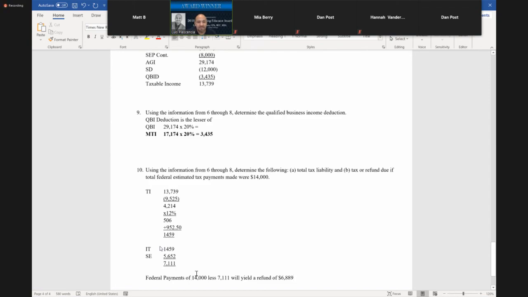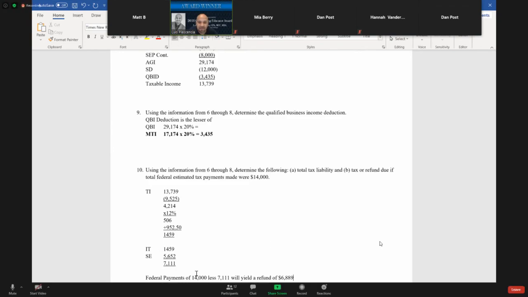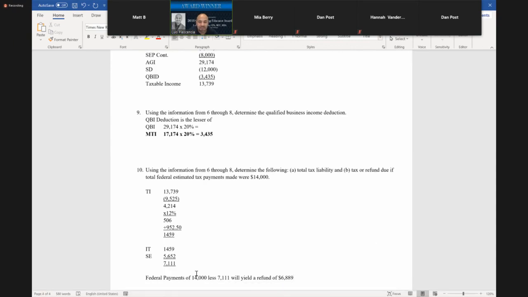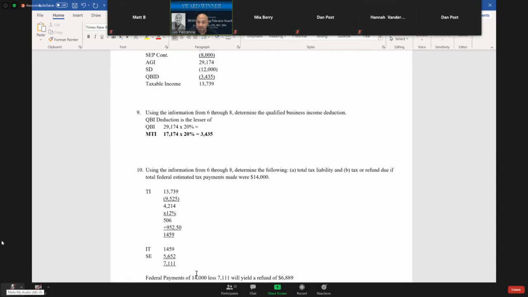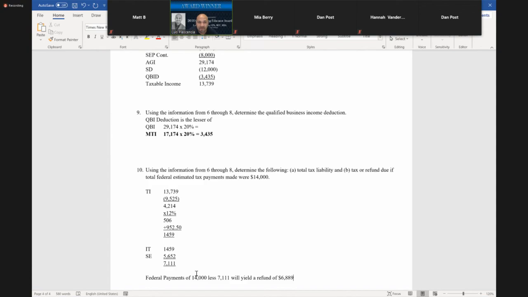What if it was state estimated payments? That would be an itemized deduction. Do we ever put federal estimated payments as an itemized deduction? No. No. What are your itemized deductions? Refresh my memory. We have medical expenses, and what's the next category? State, right? Other taxes. Oh, taxes, and what else?